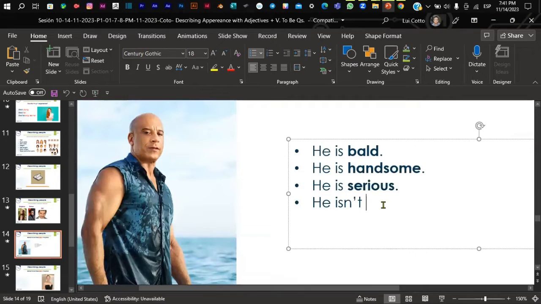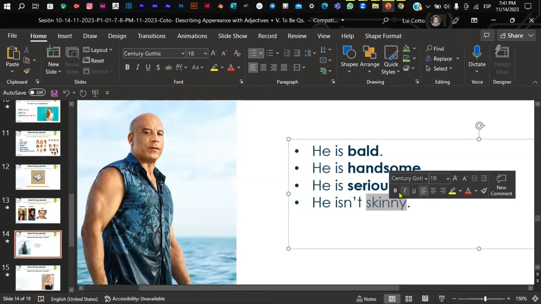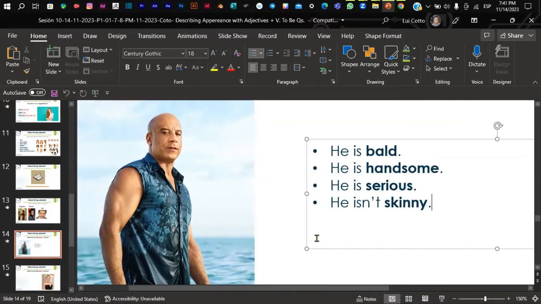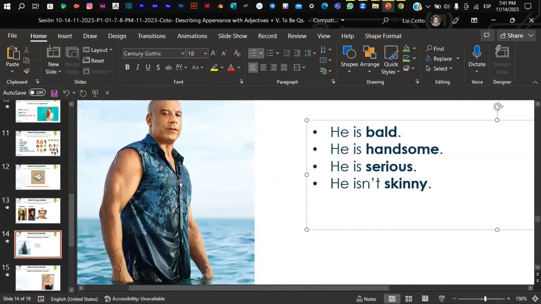He isn't a sink. Let's see. Adjectives. Only adjectives. Solo adjective. He isn't skinny. Correct. He isn't skinny. Correct. Obviously. No luce. Huesudo, right? No. How does he look? ¿Cómo luce?